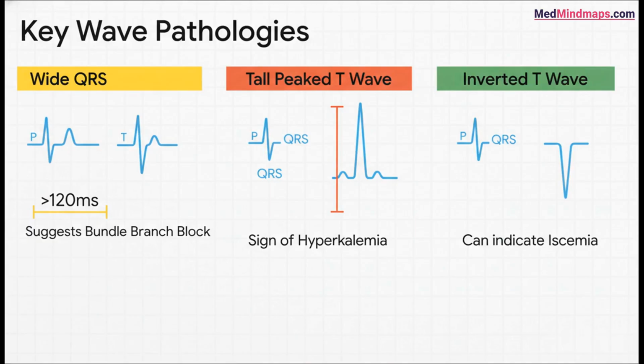This is the ventricles contracting. Now, if it's too wide, more than 120 milliseconds, that's a big clue that there's a conduction delay, something like a bundle branch block. And what about the T wave that comes after?